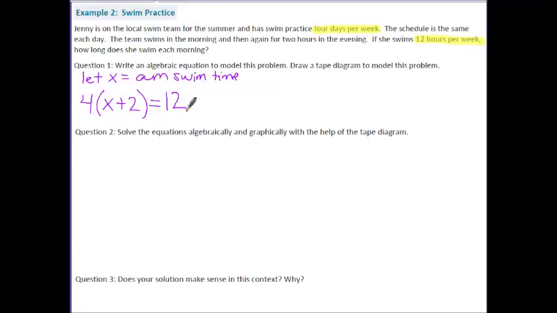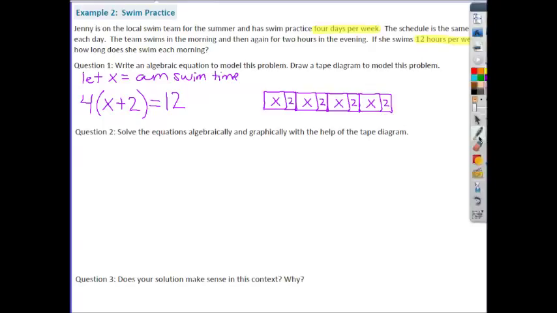Now for a tape diagram, we could have a value that is unknown, x, and her 2 hours that she swims in the evening. Now notice this represents 1 day, so we would want to replicate these. There's 2 days, 3 days, and 4 days. And the total value of this bar would be 12 hours.